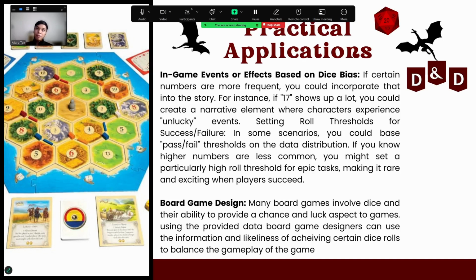We also have a practical application in using this sort of information for board game design. Many board games that involve dice utilize the dice to provide a chance and luck aspect to games. But when we look at an example like Catan, where board game designers were able to use the frequency of certain outcomes to balance their game, we can also apply this to future games if you're planning to make any, with the amount of data that we've collected.